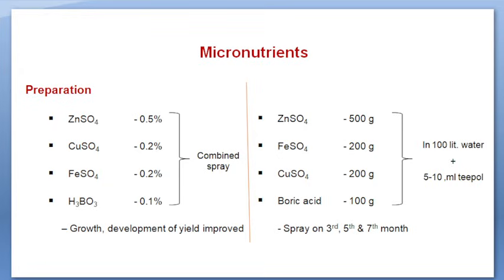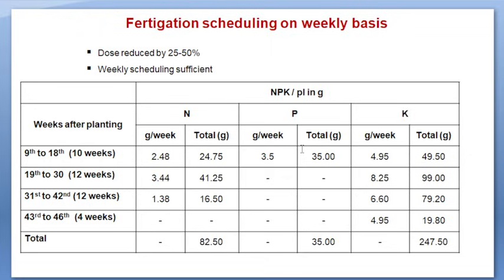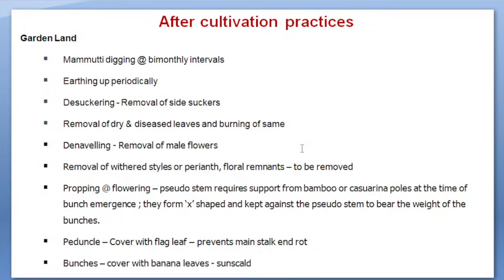Along with that, micronutrients also have a very good impact on the production and productivity of banana. Zinc, iron, copper, and boric acid, you can see here, like 5 to 10 ml per liter. We can mix this in 100 liters of water and give it as a foliar spray. We can also follow fertigation, starting from the 10th week to the 12th week.